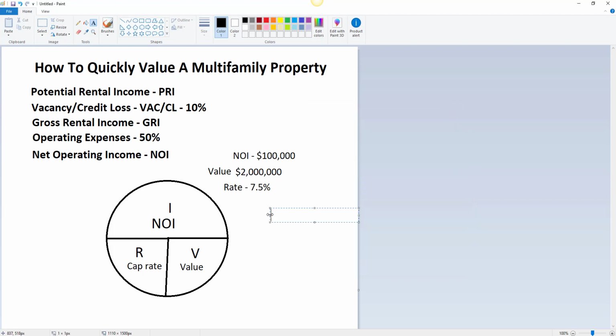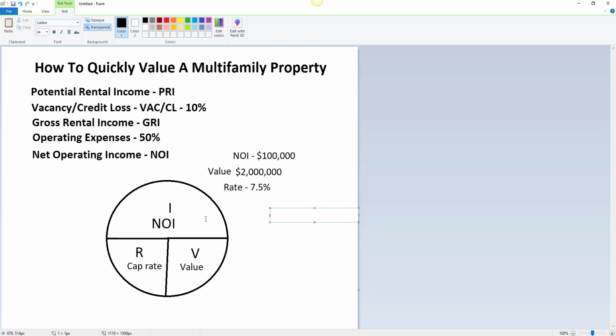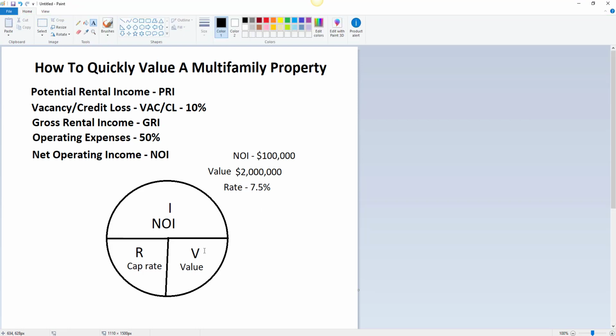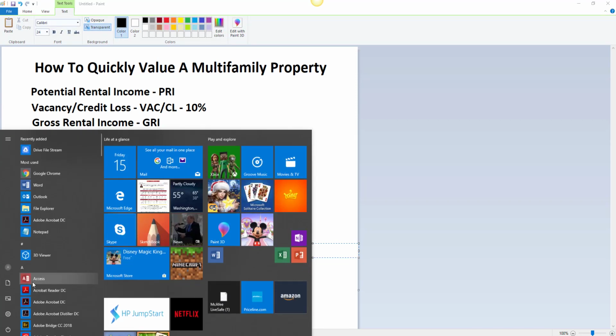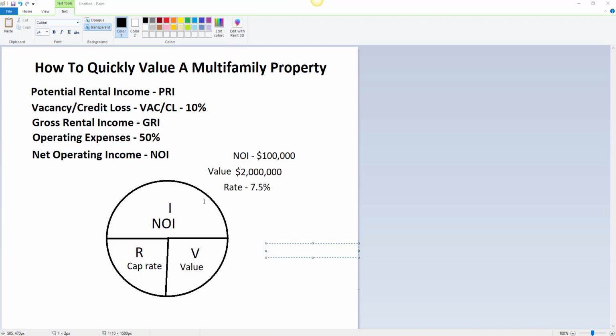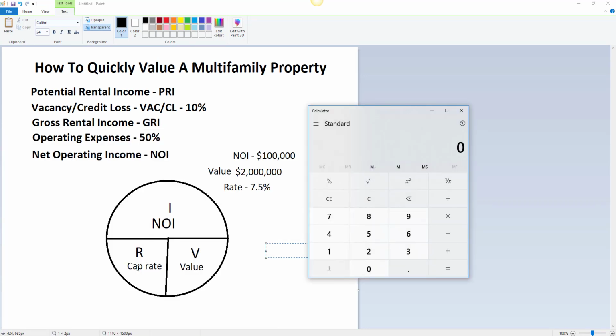Then the other thing you can do is look at the relationship between cap rate and value. So in order for us to buy this at a 7.5% cap rate, let's take his value, his $2 million, and multiply it times our cap rate. And that means the NOI needs to be $150,000 in order for us to purchase this property based on a cap rate that we've determined as our risk.